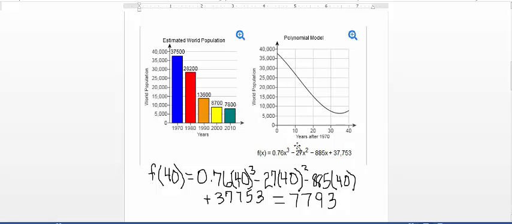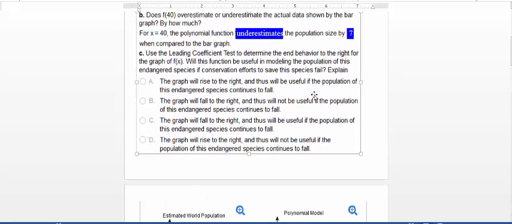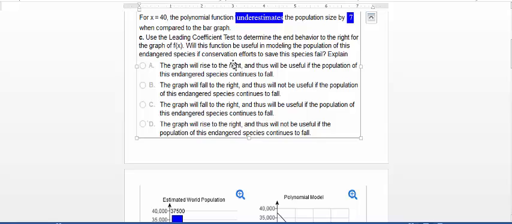All right, now notice if the conservation efforts fail, the population is going to continue to decrease. Notice this graph begins to increase on the right end. So the graph will rise to the right and therefore, thus, will not be useful if the population of this endangered species continues to fall. So D would actually be the best representation of the answer.